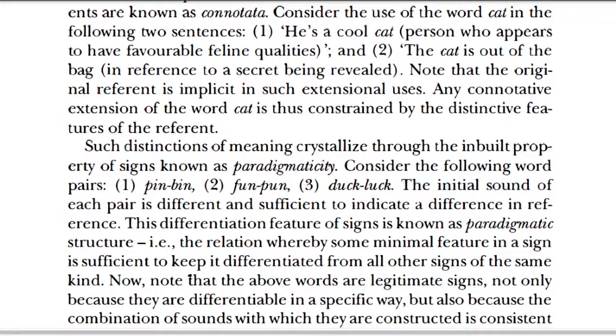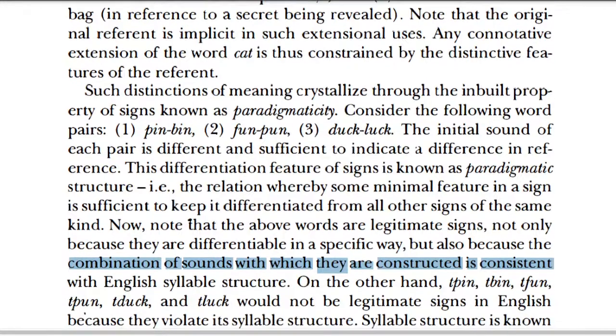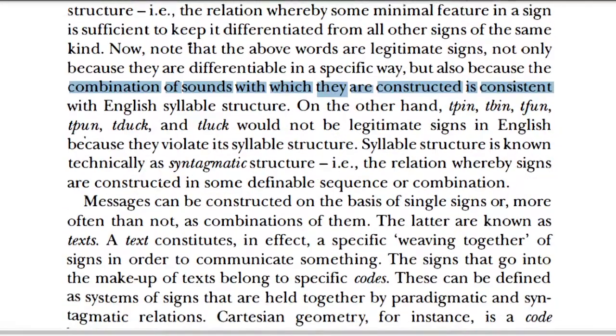The initial sound of each pair is different and sufficient to indicate a difference in reference. This differentiation feature of signs is known as a paradigmatic structure, i.e. the relation whereby some minimal feature in a sign is sufficient to keep it differentiated from all other signs of the same kind. Now, note that the above words are legitimate signs, not only because they are differentiable in a specific way, but also because the combination of sounds with which they are constructed is consistent with the English syllable structure.